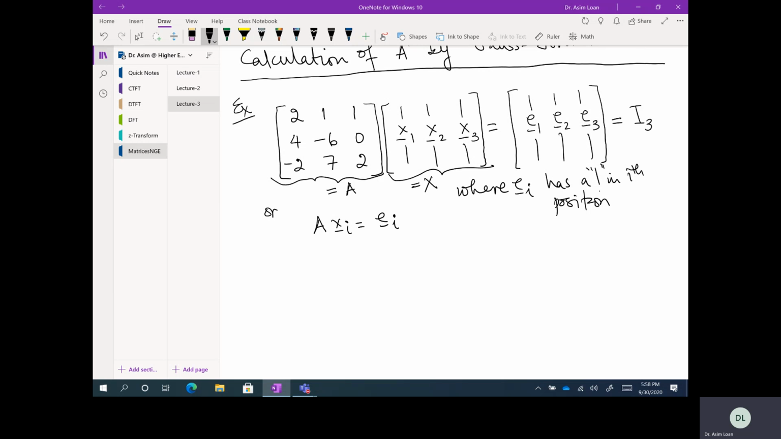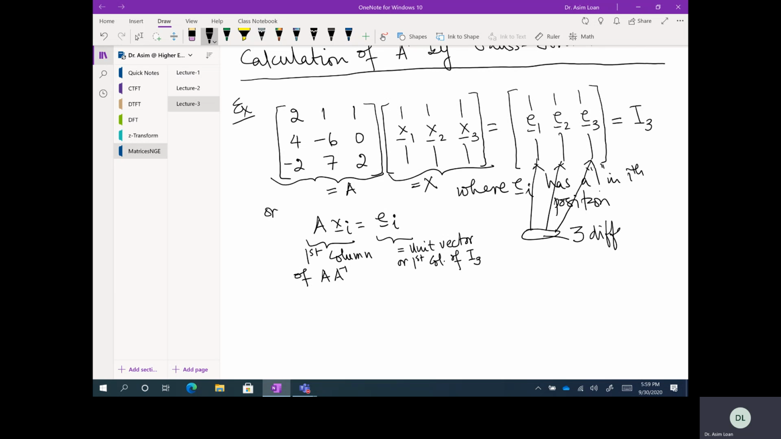So this is the extension of that equation. This is the first column of A times A inverse, and this is equal to the unit vector, or first column of I3, a 3 by 3 identity matrix. Now we have 3 different right-hand sides.